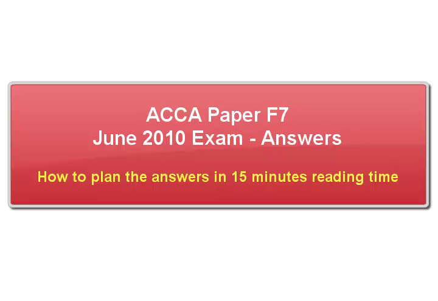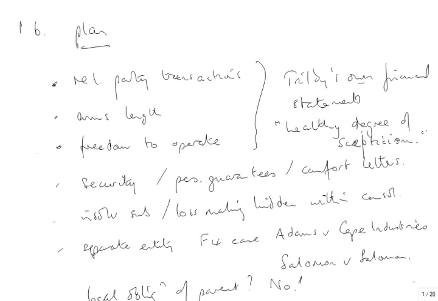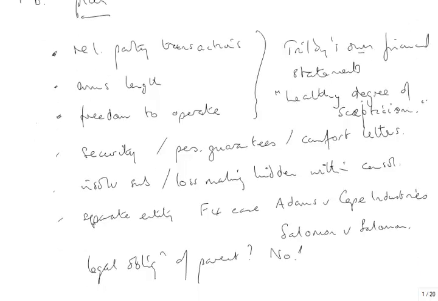Okay, well let's have a look, see what we've got. Here we've got the plan, just written that out. Related party transactions, arm's length, freedom to operate, security, personal guarantees, comfort letters, call them what you want. Results of insolvent subsidiaries or loss-making subsidiaries will get hidden within the consolidated figures. Companies are separate entities, and therefore if you're lending credit or giving credit to Trilby, there's no responsibility for the parent company to accept that debt.